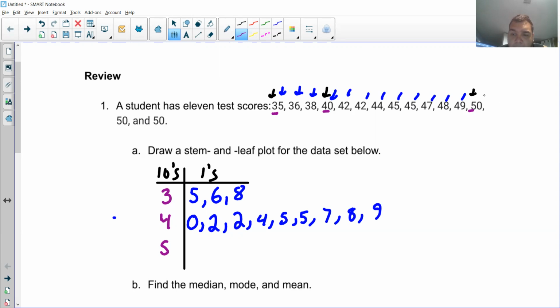And the 50s, looks like this is a 50, a 50, and a 50. So 3 zeros. Guess I'll do it in blue to keep it consistent, but 3 zeros. 50, 50, 50. For a stem and leaf plot, you're done. This is the stem, where it comes from. And these are the leaves that blow out of it.